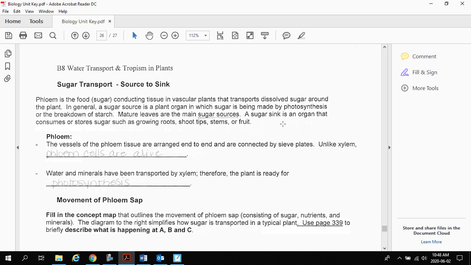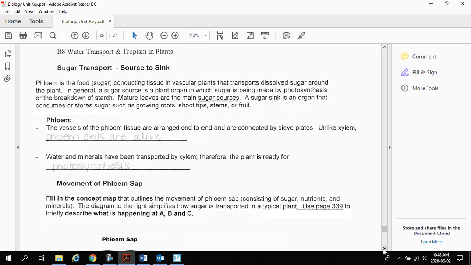A sugar sink, so we're talking sources and sinks here. Leaves are the sources of sugar. A sugar sink is an organ that consumes sugar or stores sugar. Growing roots consume and store sugar. Shoot tips consume and store sugar. Stems consume and store sugar. And fruit is a really big storage organ for sugar. So it needs to get from the leaves, which is the source, to whatever the sink is. And there's lots of sinks within a plant. So phloem is the tissue that allows that to happen.